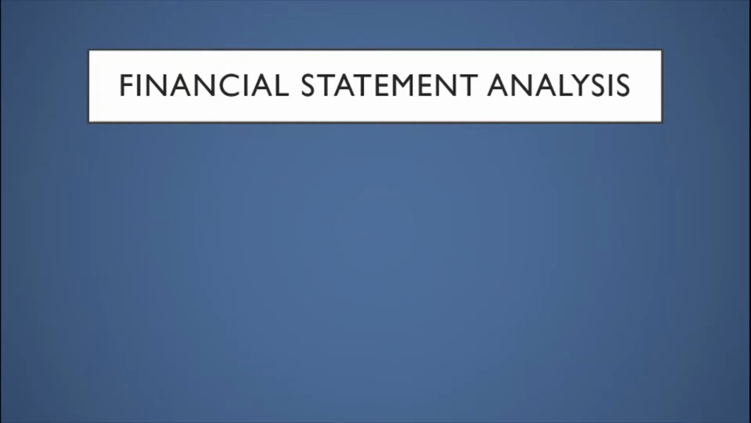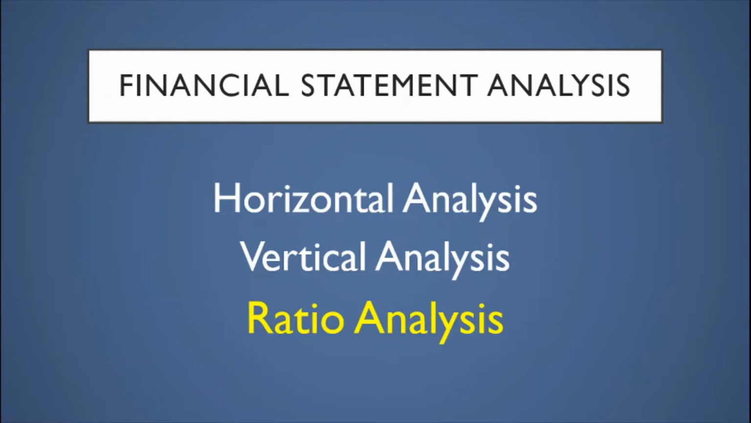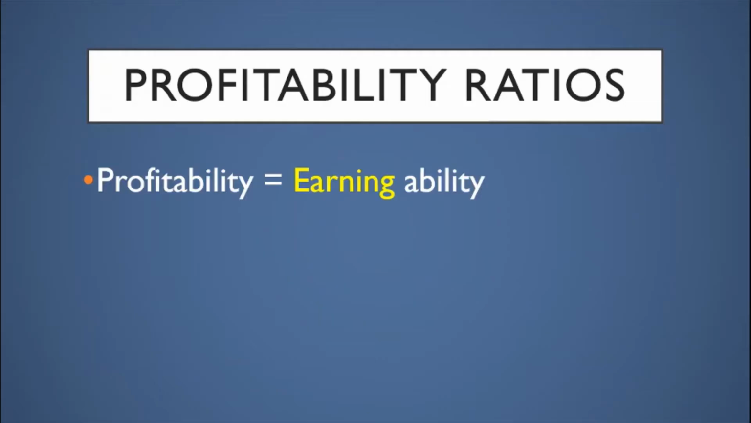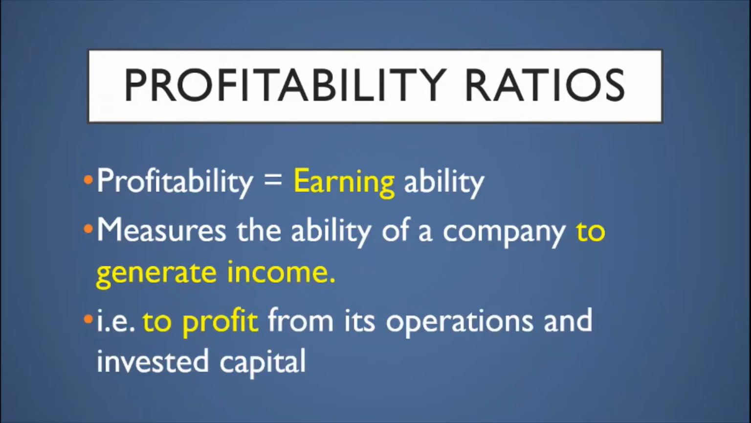Quick recap. Financial statement analysis techniques include horizontal analysis, vertical analysis, and ratio analysis. Under ratio analysis, we will find profitability ratios. When we say profitability, it means the ability of an entity to earn. Hence, profitability ratios measure the ability of a company to generate income, that is, profit from its operations and invested capital.